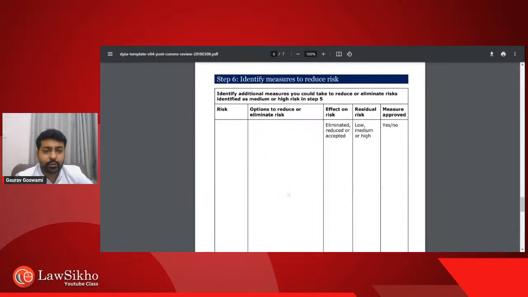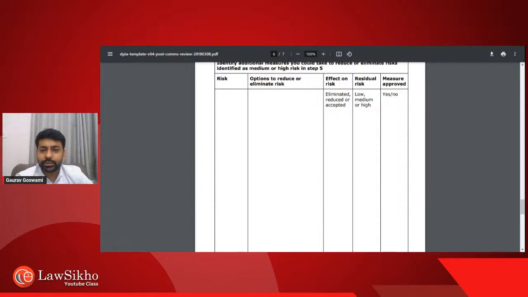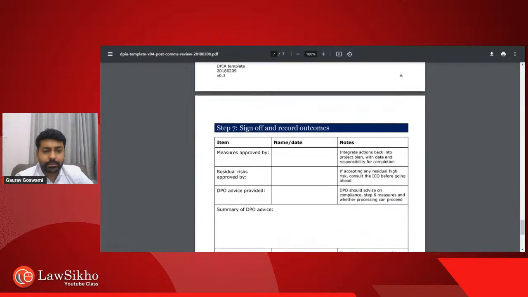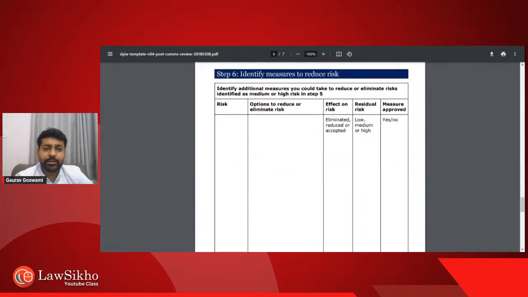Identify measures to reduce the risk, what you will be doing. If you have come up with a certain challenge, what kind of software, what kind of policy, what could be done to eliminate that risk, you will put it in step 6. So this is identifying the measures to reduce the risk.